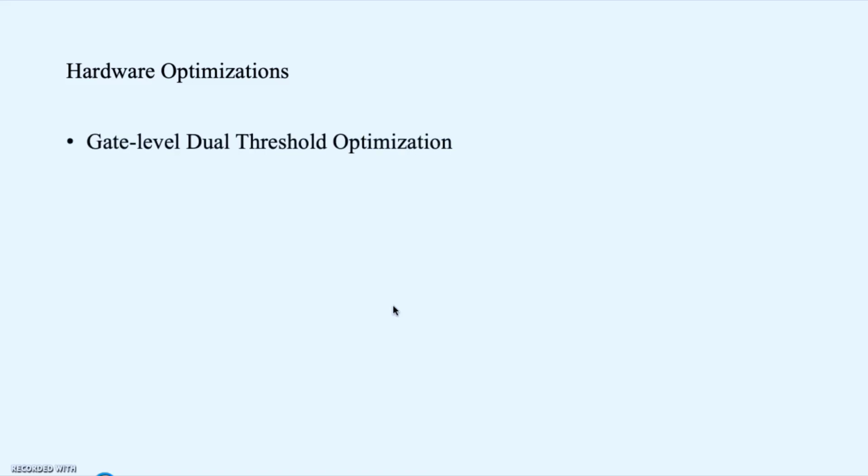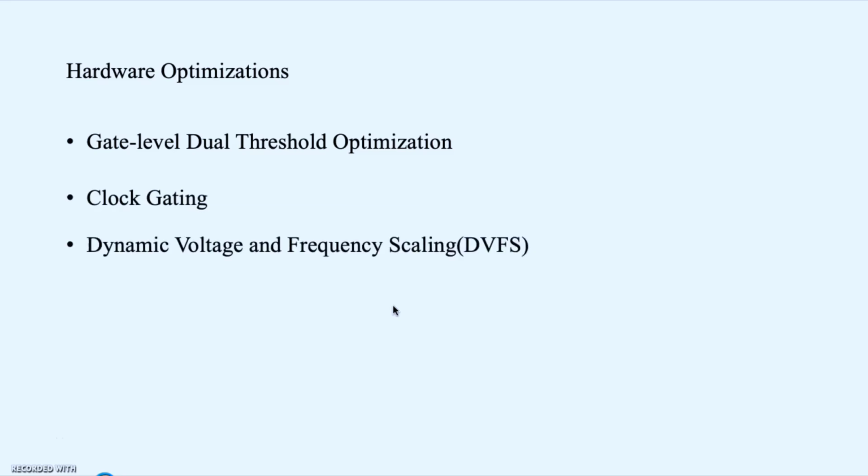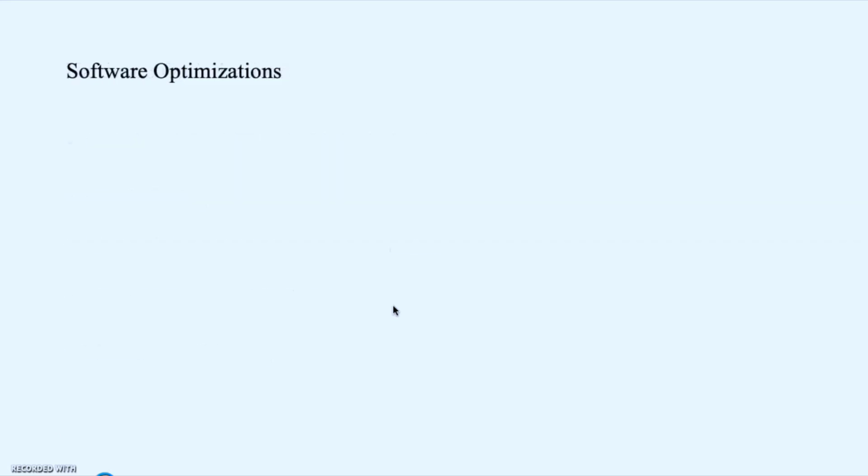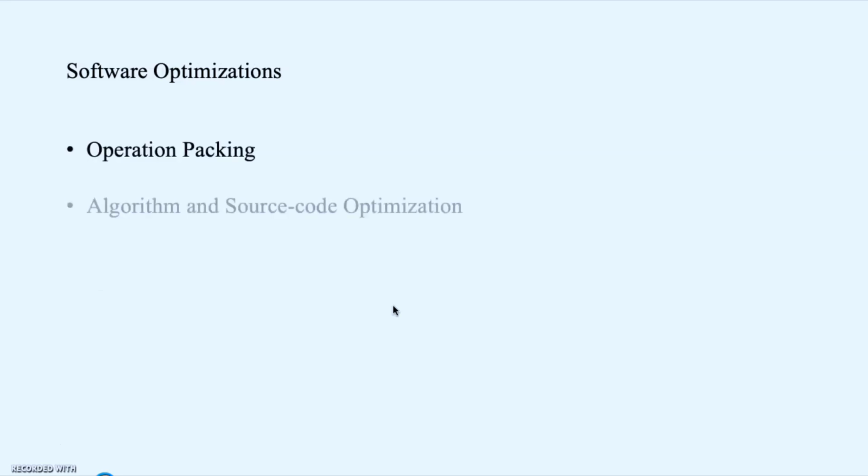The first one is the gate level dual threshold optimization. Second is the clock gating technique. Third is DVFS, which is dynamic voltage and frequency scaling. Fourth is the use of 3D stacked DRAM. And the fifth is the memory partitioning technique. And some of the software optimization techniques are operation packing, algorithm and source code optimization, and use of middleware.